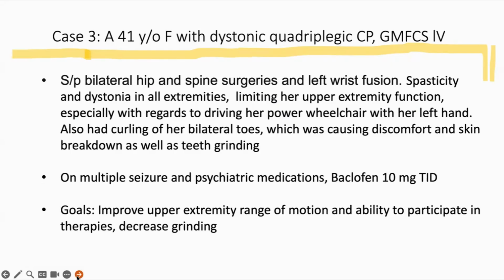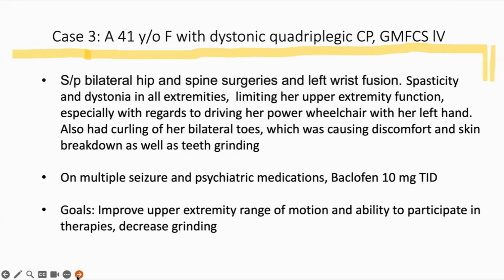So curling of bilateral toes, causing discomfort and skin breakdown, as well as teeth grinding. So that wrist fusion, and the wrist fusion was the left. So the driving with wheelchair would be the right side, the opposite. So she's on multiple seizure and psych medications such as risperidone, baclofen 10 milligram 3 times a day.